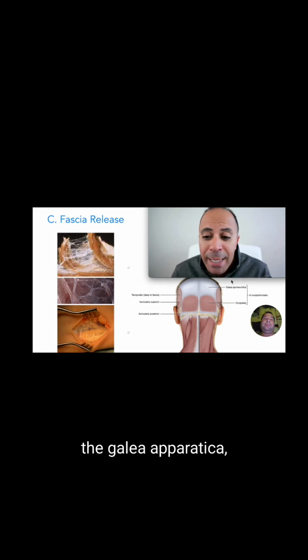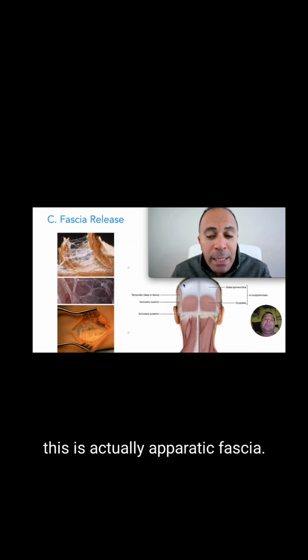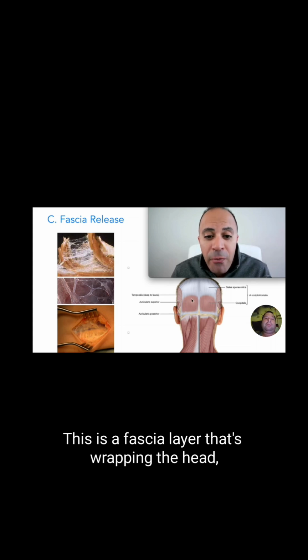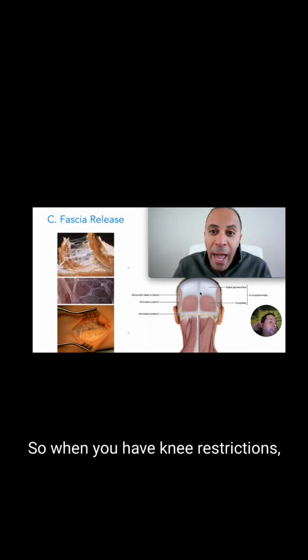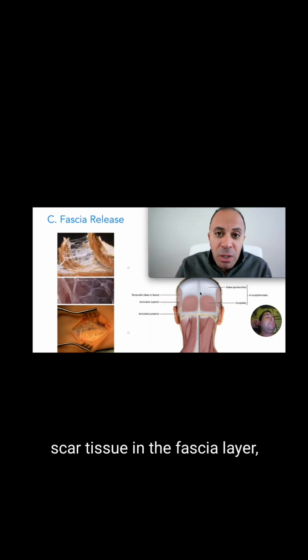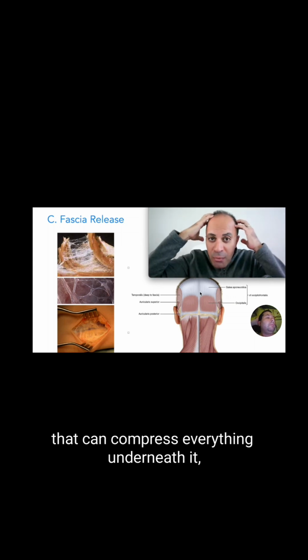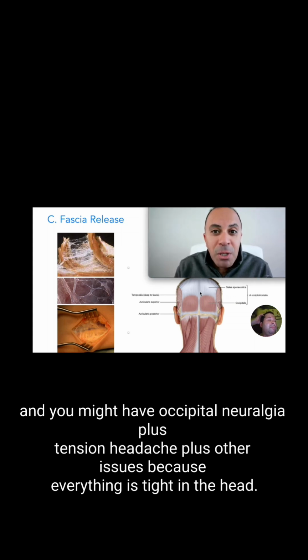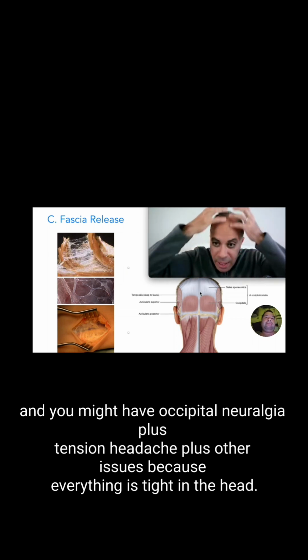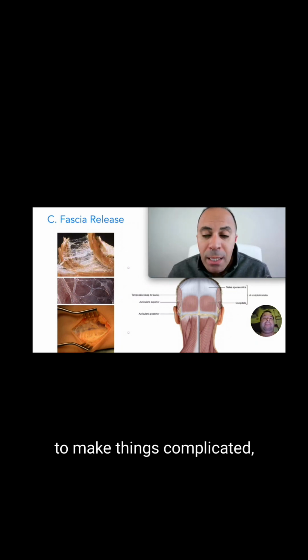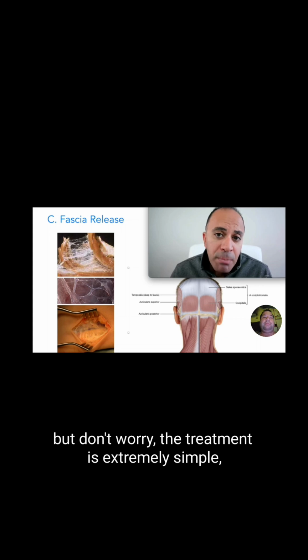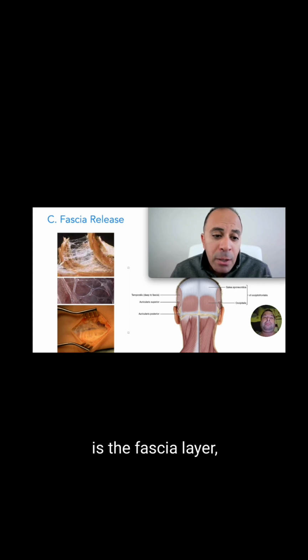And as I mentioned to you, the galea aponeurotica, this is actually aponeurotic fascia. This is a fascia layer wrapping the head, this area. So when you have a restriction, scar tissue in the fascia layer, that's going to compress everything underneath it, and you might have occipital neuralgia plus tension headache plus other issues because everything is tight in the head area. So to make things complicated, but don't worry, the treatment is extremely simple, is the fascia layer.